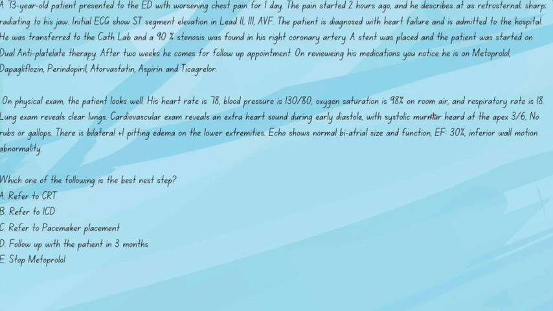Cardiovascular exam reveals an extra heart sound during early diastole with a systolic murmur heard at the apex. No rubs. There is bilateral plus one edema on the lower extremities. An echo shows normal biatrial size and function. Ejection fraction is 30% with an inferior wall motion abnormality.